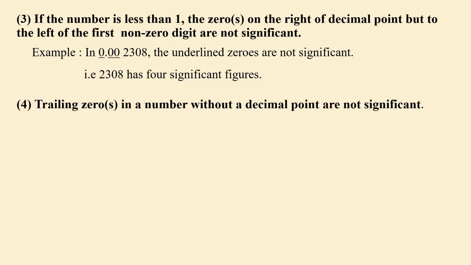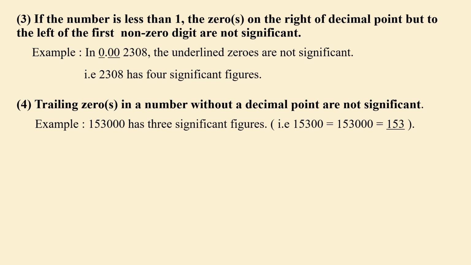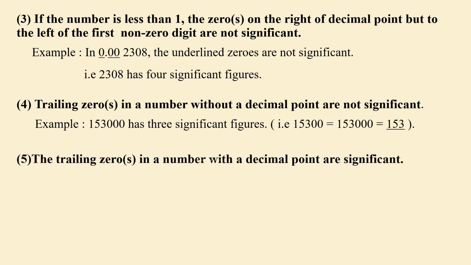4. Trailing zeros in a number without a decimal point are not significant. Example, 1,53,000 has 3 significant figures. That is, 15,300 is equal to 1,53,000 is equal to 153. 5. The trailing zeros in a number with a decimal point are significant. Example, 3.700 has 4 significant figures.